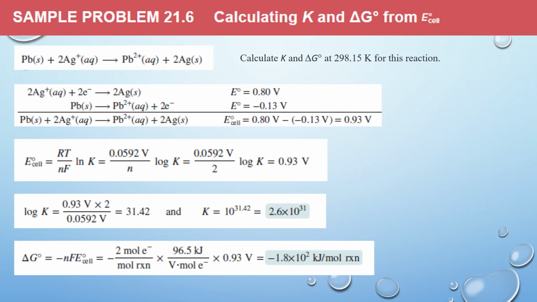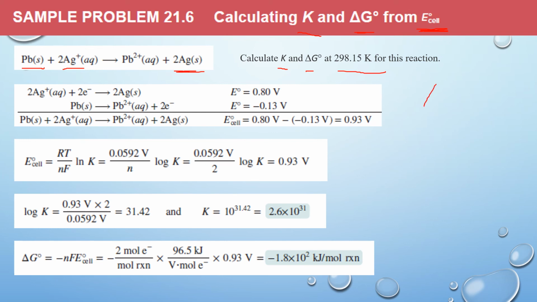Let's work on an example problem: calculating the equilibrium constant and the standard delta G from the standard cell potential. So we have this equation, elemental lead replacing silver, generating elemental silver. Silver is a more valuable metal. So we want to calculate K and the delta G at room temperature.